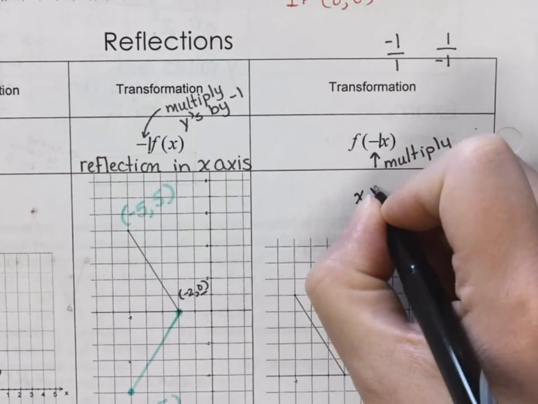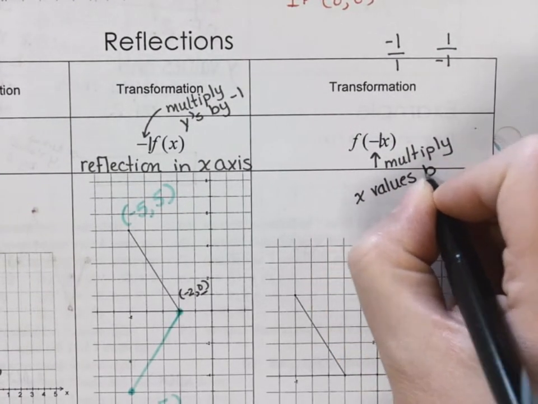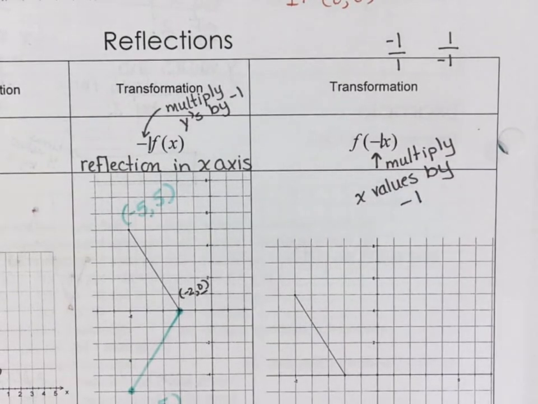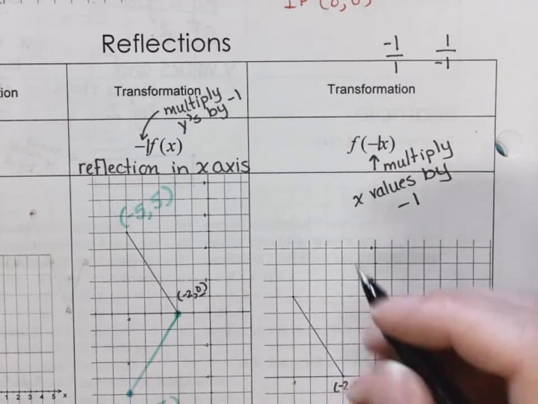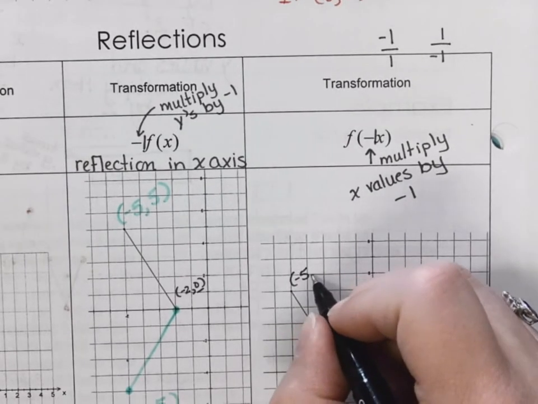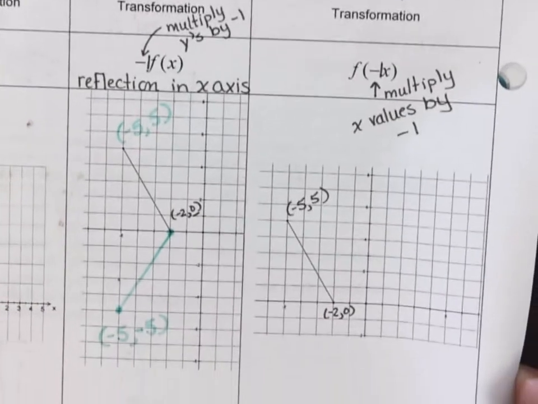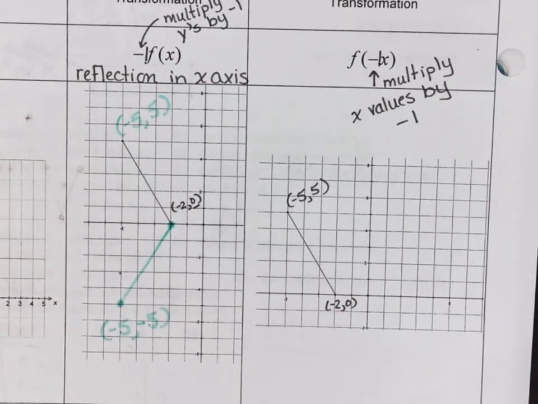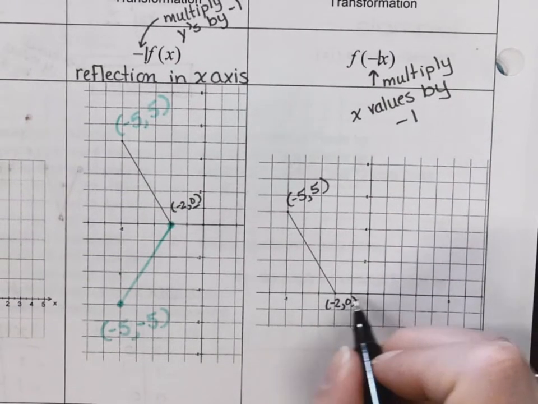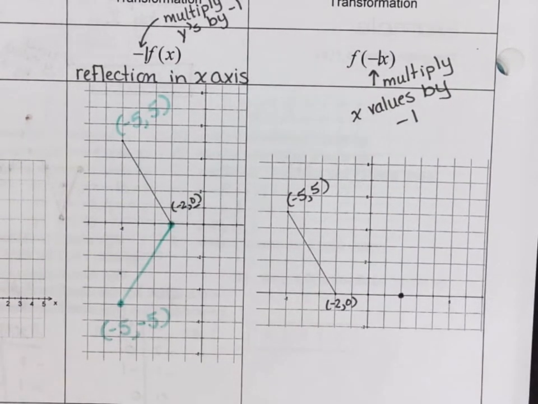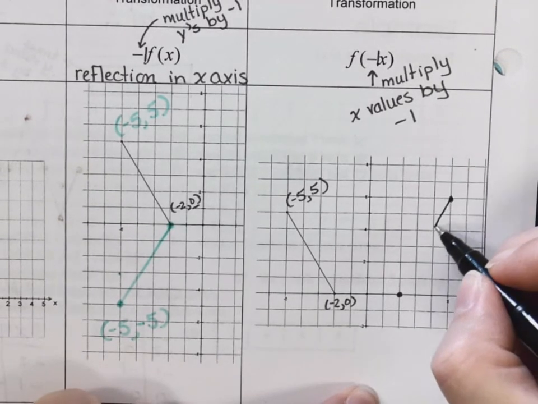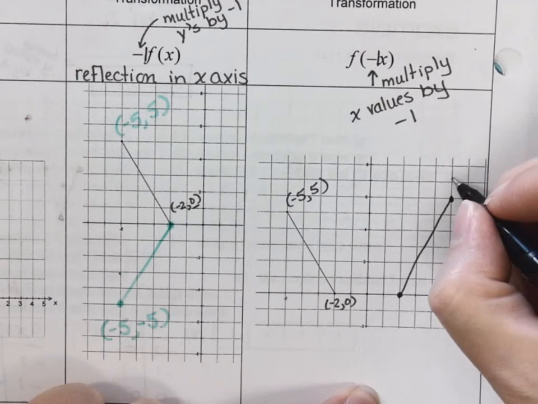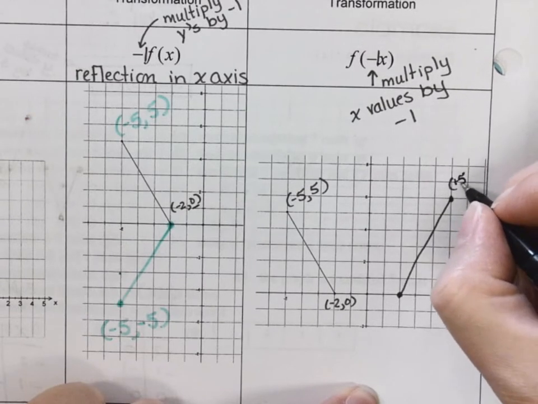Multiply x values by -1. So if we're at -2, 0, and we are at -5, 5, my x values are going to be multiplied by -1. So this -2 is going to be +2, and my -5 is going to be +5. Oh, see, when I don't use a ruler, things are starting to look a little sketchy.